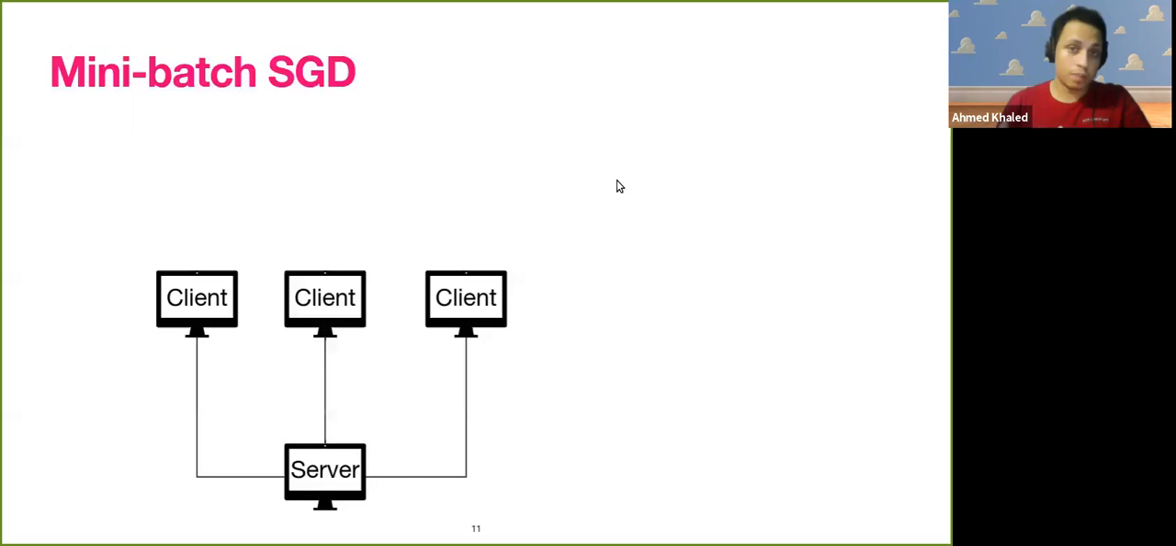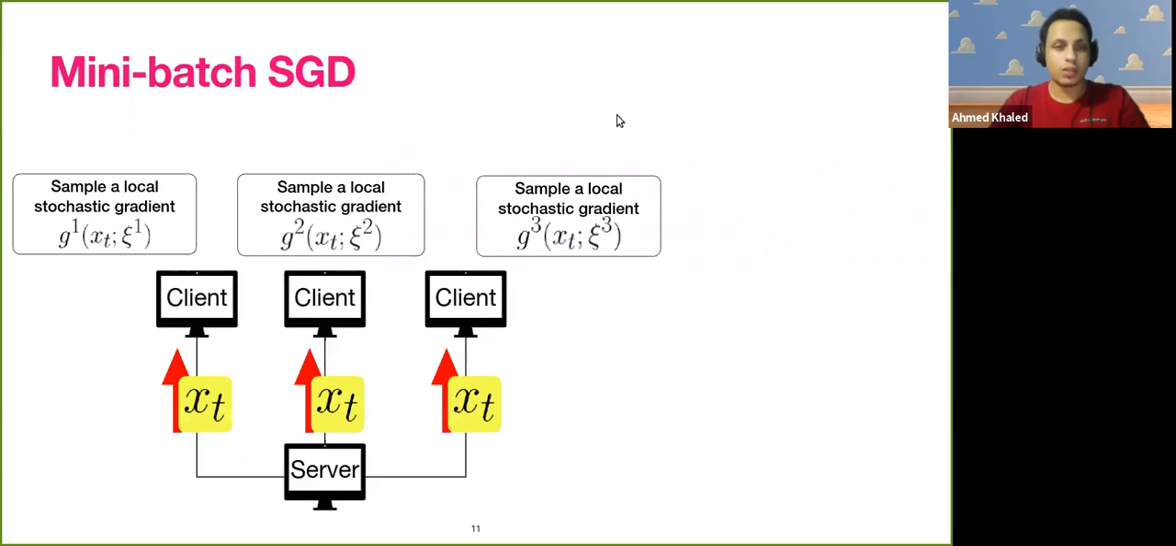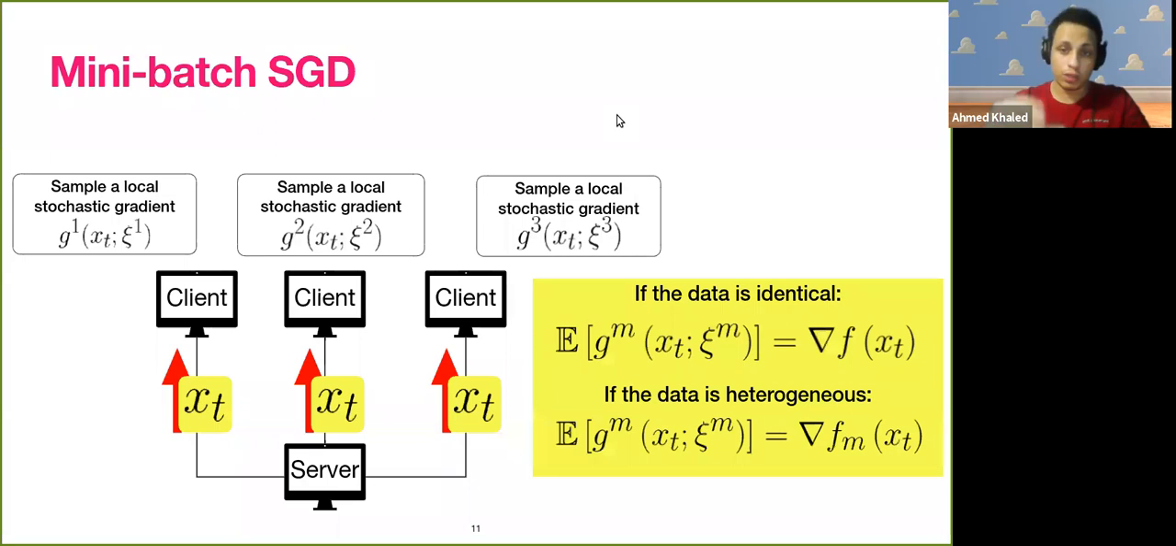All right, so the algorithm that we describe right now is mini-batch SGD. It is a very simple baseline and it proceeds as follows. We have a server. The server broadcasts a point XT to all of its clients. For illustrative purposes here, there are just three clients, but they can be any number. And now each client samples a local stochastic gradient. This local stochastic gradient will vary depending on what regime we're in. If the regime is the identical one, then in expectation, each local gradient represents just a random point drawn from the data set. So in expectation, it approximates the full loss. But if the data is heterogeneous, this does not happen, and the local stochastic gradient actually approximates just the loss on that client.